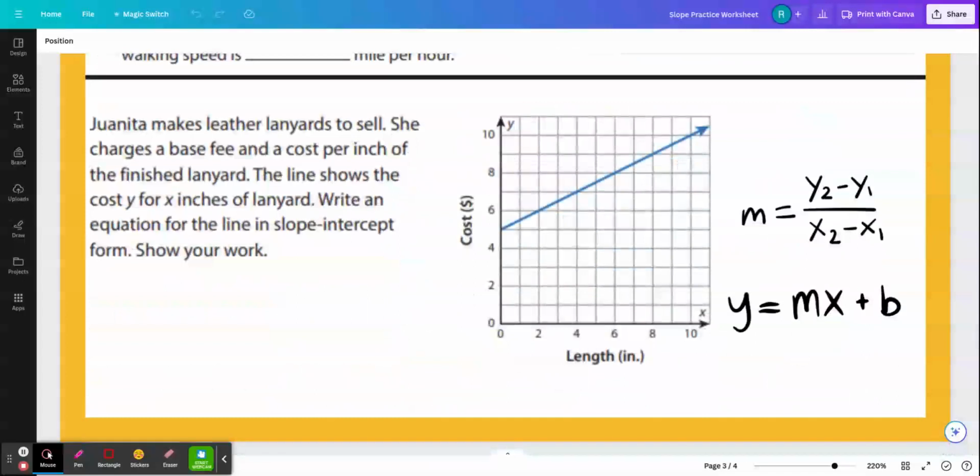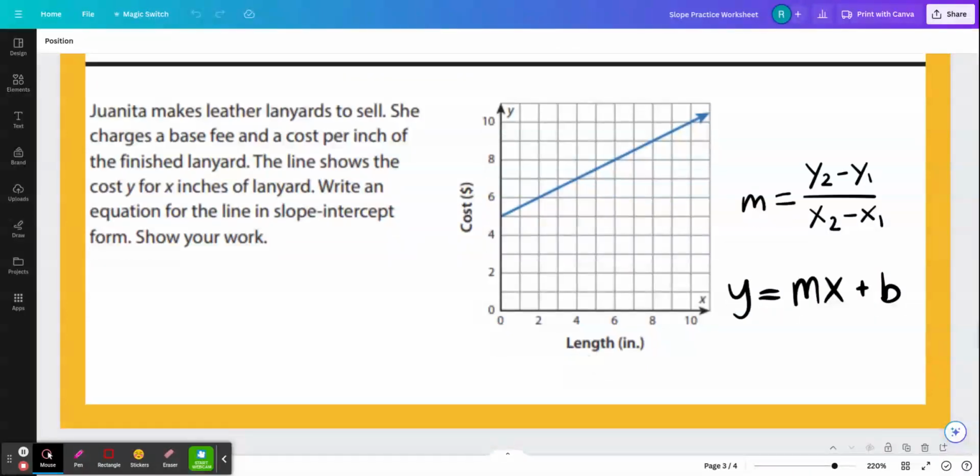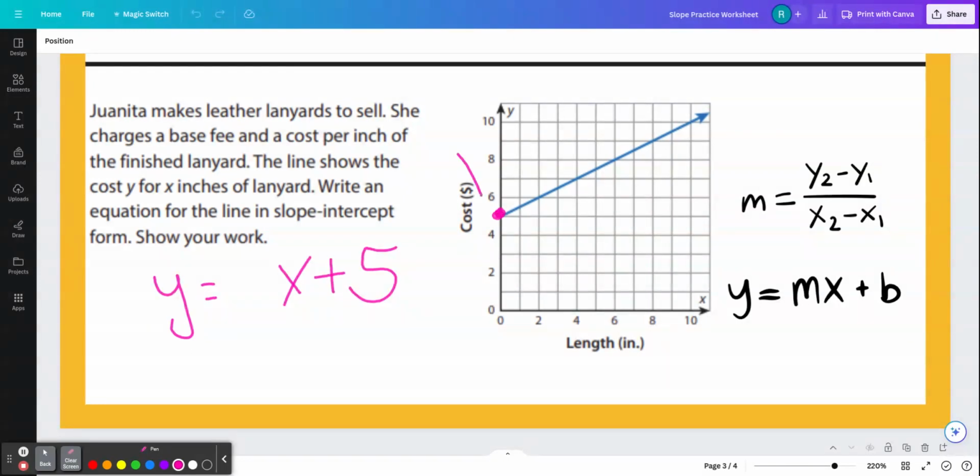Okay, let's try this one. Juanita makes leather lanyards to sell. She charges a base fee and a cost per inch of the finished lanyard. The line shows this. We're going to write an equation. So let's start with our y-intercept right here. So she starts at 5. So it's something x plus something. So the plus something is going to be plus 5 because that's where she starts. That's our y-intercept. So that's b.